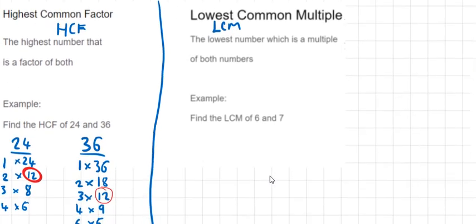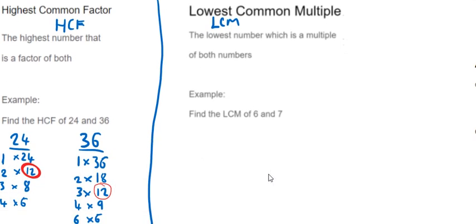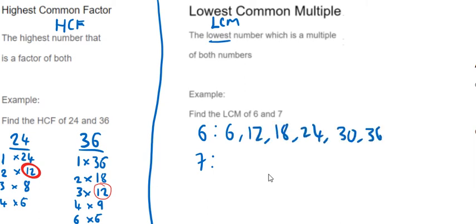So LCM then, the lowest common multiple, I'm going to do one example on that. So that's the lowest number which is a multiple of both numbers, and you need to know what a multiple is. So look back if you can't remember. So 6 and 7. I'm going to list the multiples of 6 and the multiples of 7, and we're going to look for the lowest one this time that's in both of these lists. So 6, 12, 18, 24, 30, 36, 42, 48, and so on.